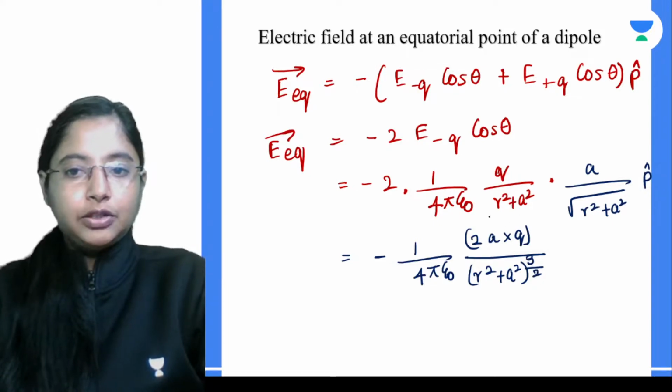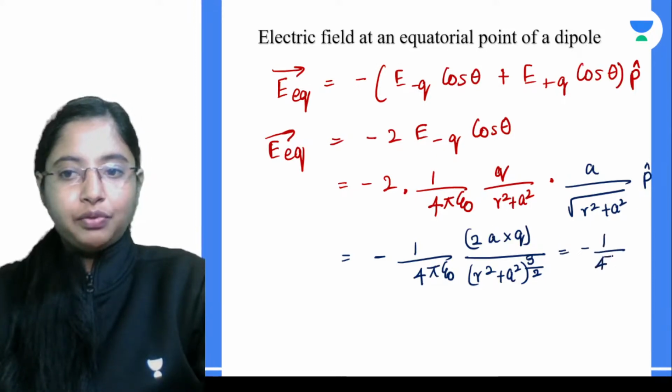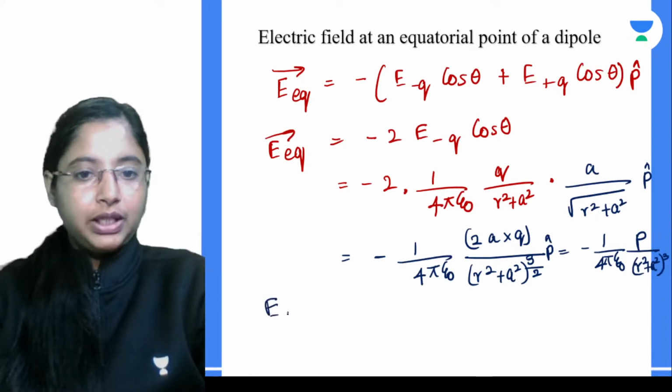Okay, and this quantity 2a into q is nothing but p. So we have 1 by 4 pi epsilon naught, and we have a p cap also, and this quantity is nothing but p divided by, again, r square plus a square, the whole to the power 3 by 2. Now think about this equatorial line.